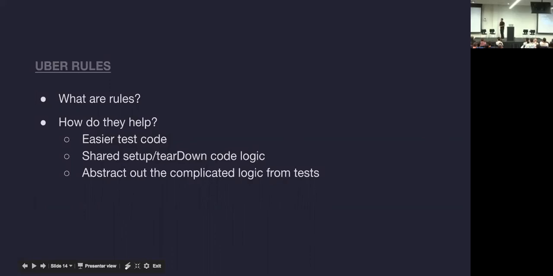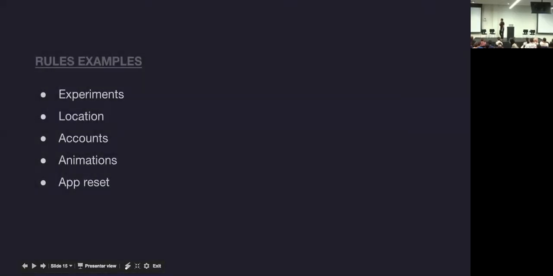And the third is abstracting out complicated logic from the test. Because your test is just going to use a rule, and after that, you are going to write just the test logic or whatever you want to test. So you are basically abstracting out the complicated logic of setting up and resetting the app after the test method has run. So these are some of the examples of the rules that we have created.